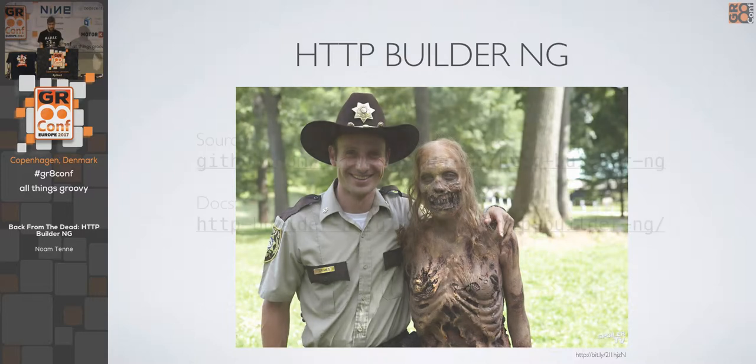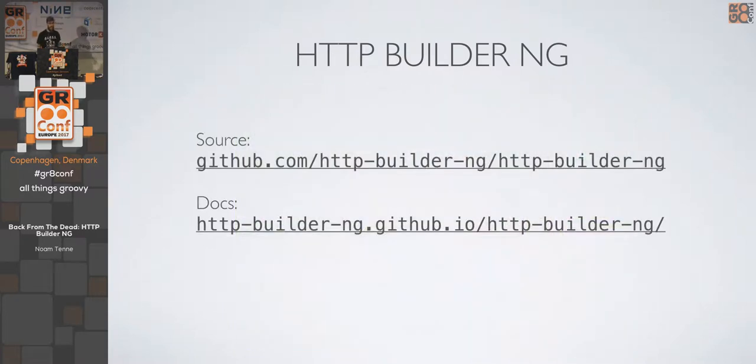And how would one start using HTTP Builder NG? Well, you've got the source code over there and the URL on the screen, and you've also got really good documentation. It has improved in the past months. I've heard some people say, I tried using HTTP Builder NG a couple of months ago, and it didn't really work out. I didn't really understand how to use it. But the guys have improved the source, the source documentation, and also the documentation page itself.